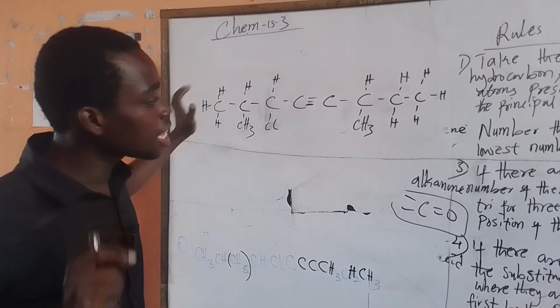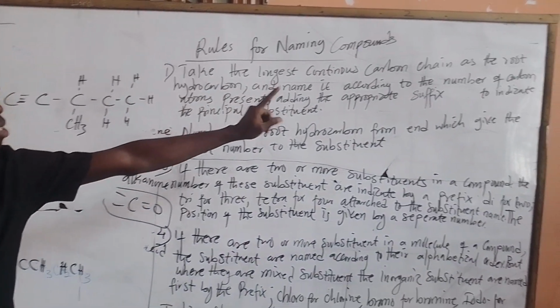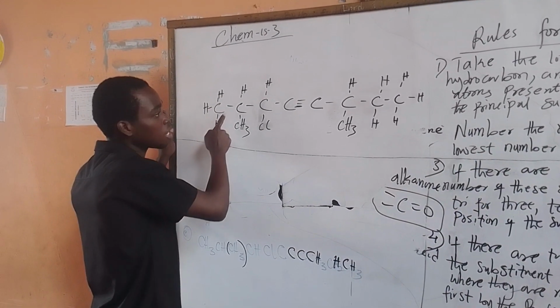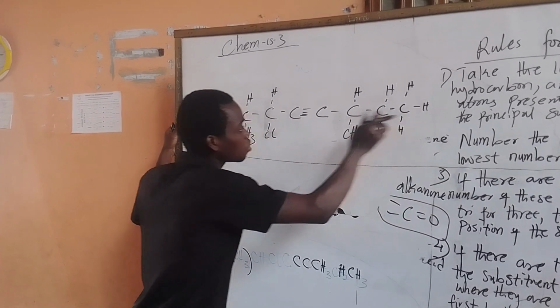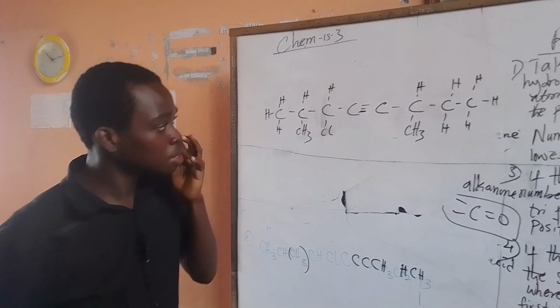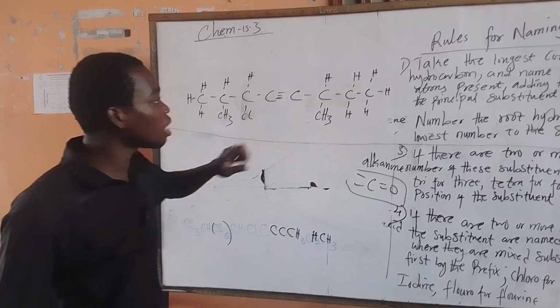Now let's follow the rules. We take the longest continuous carbon chain as the root hydrocarbon. So this is the longest continuous carbon chain. This is the root we are taking as the root hydrocarbon, and we name it according to the number of carbon atoms present. Now let's number it.